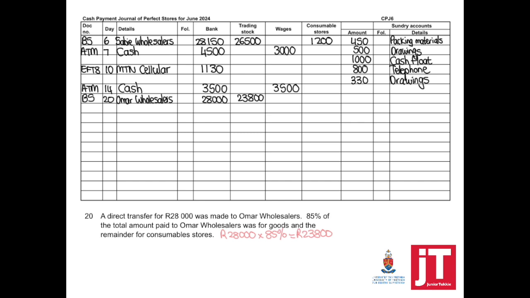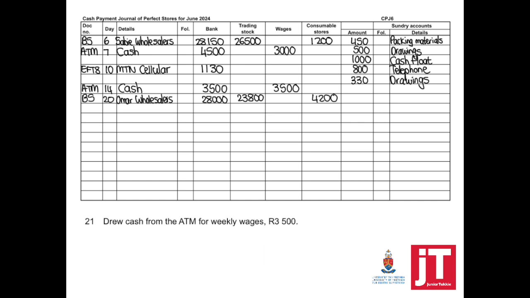And then there's now two ways I can calculate the consumable stores. We can take 28,000 minus 23,800, or you can just take 28,000 times 100 minus 85% and it will give you exactly the same answer. Day 21, drew cash from the ATM to pay the weekly wages. So you can see that wages happens weekly. On a weekly basis, we are drawing cash so that we can pay the weekly wages.